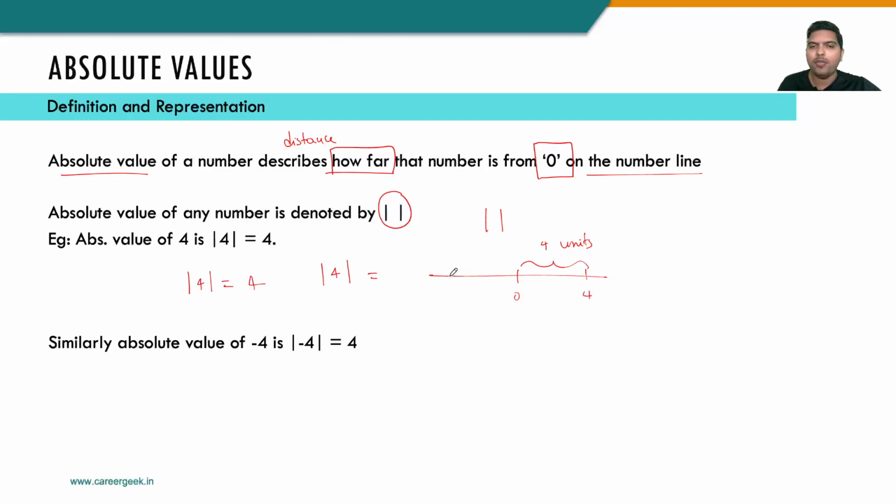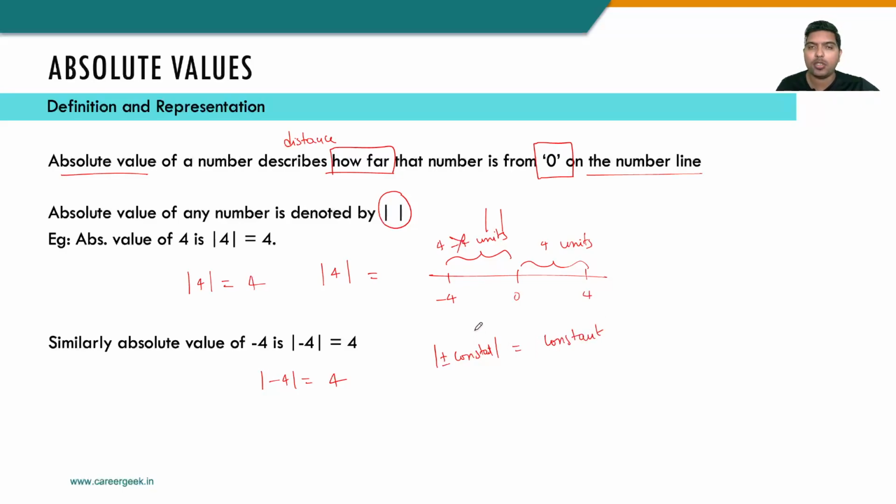Similarly, how far is negative 4 from the 0? Will you say negative 4 units? No, right? The distance can never be negative. We'll always say even negative 4 is 4 units from the 0, or 4 is also 4 units from the 0. So that's why absolute value of negative 4 is also positive 4. So whenever there is a positive or negative constant number inside an absolute value, that will always be positive.